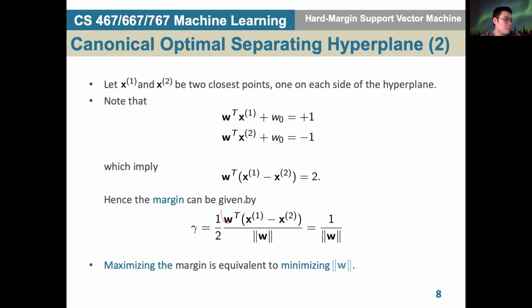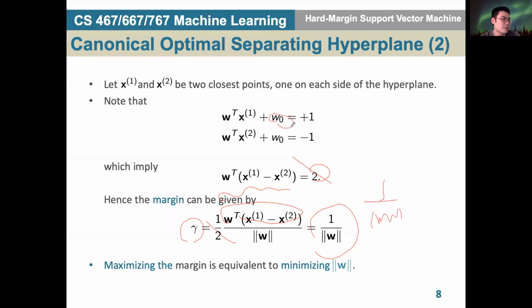An important point to keep in mind: this is 2, so the 2 and 2 cancel, and that's why it's just 1 over the norm of W. The conclusion is actually quite simple. The margin is 1 divided by the norm of W. It has nothing to do with W0. So when you want to maximize this margin, you minimize the norm of W. Is that okay?